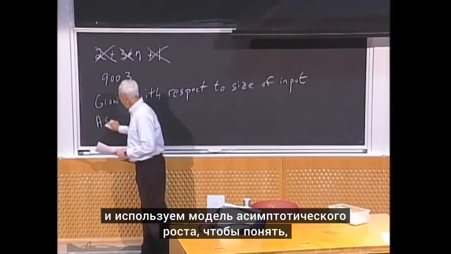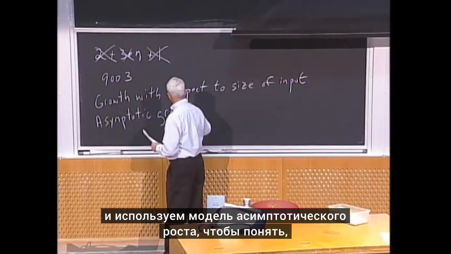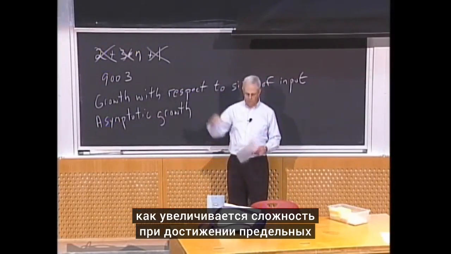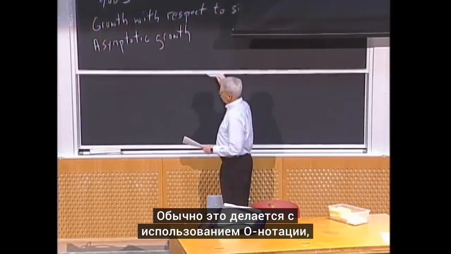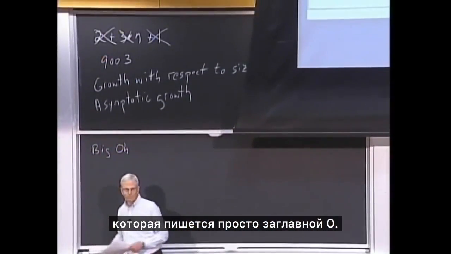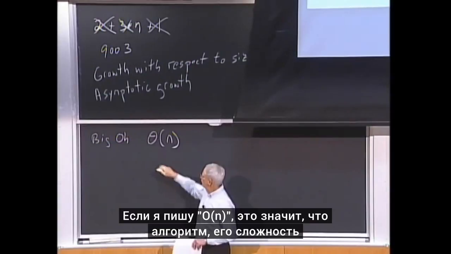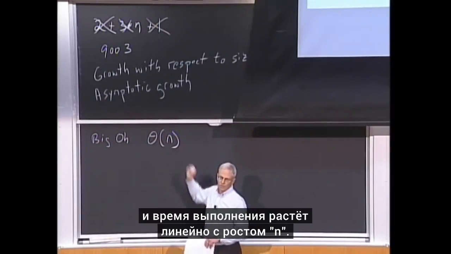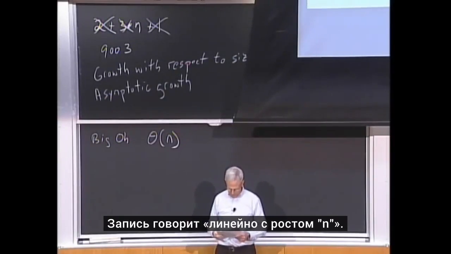And use a model of asymptotic growth that talks about how the complexity grows as you reach the limit of the sizes of the inputs. This is typically done using a notation we call big O notation, written as a single O. So if I write order n, O(n), what this says is this algorithm, the complexity, the time, grows linearly with n. It doesn't say whether it's 3 times n or 2 times n. It's linear in n, is what this says.